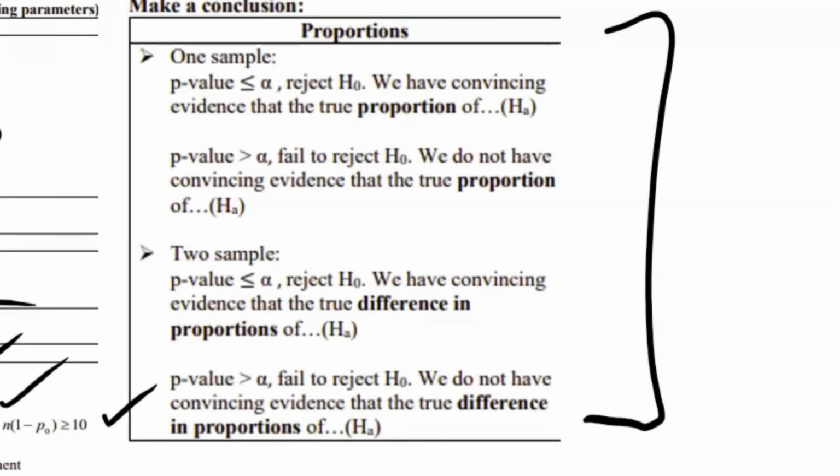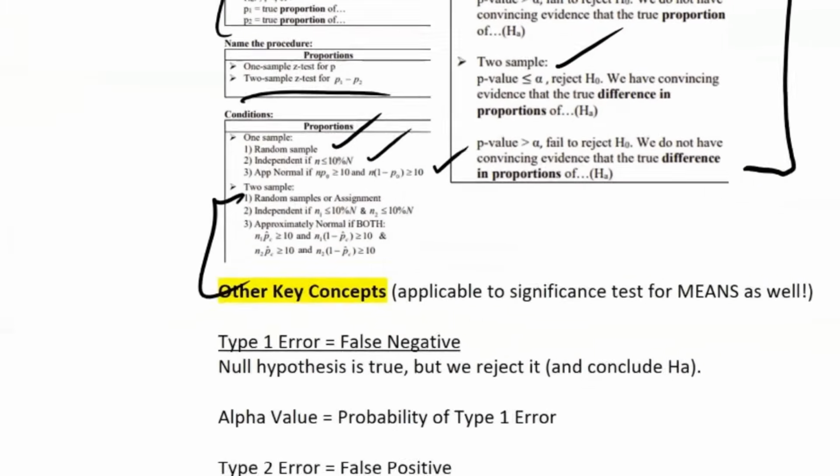Interpreting is super important, having the right wording, making sure you have the right phrasing as well to get all those points. So there we have it for the one sample and then the two sample. Cool. Now, the final topics in this thing we need to cover are type 1 and type 2 error and then power, okay?